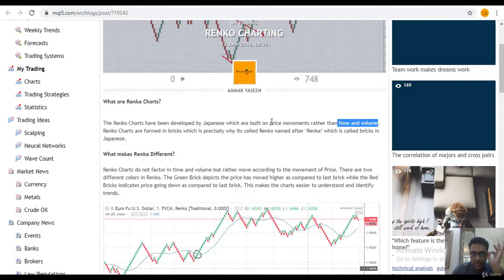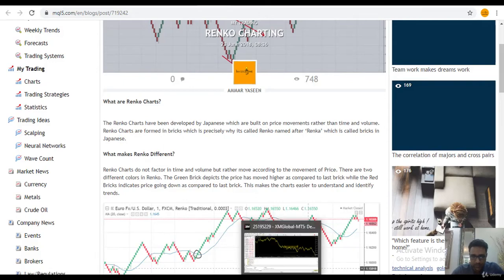So how does it do this? The Renko charts are formed in bricks, which is precisely why it's called Renko, named after renga, which means bricks in Japanese. So that means one candle in Renko is basically a brick. So what is a brick? Let's move on to regular charts.